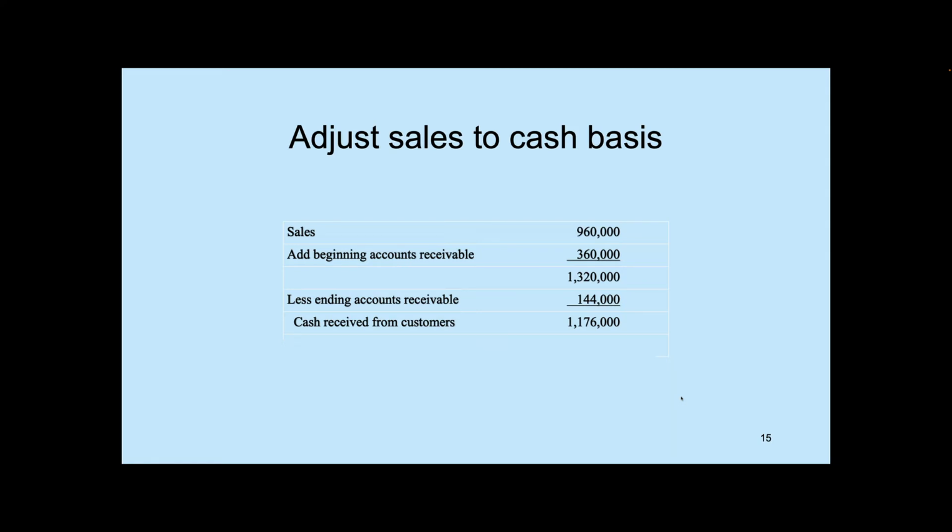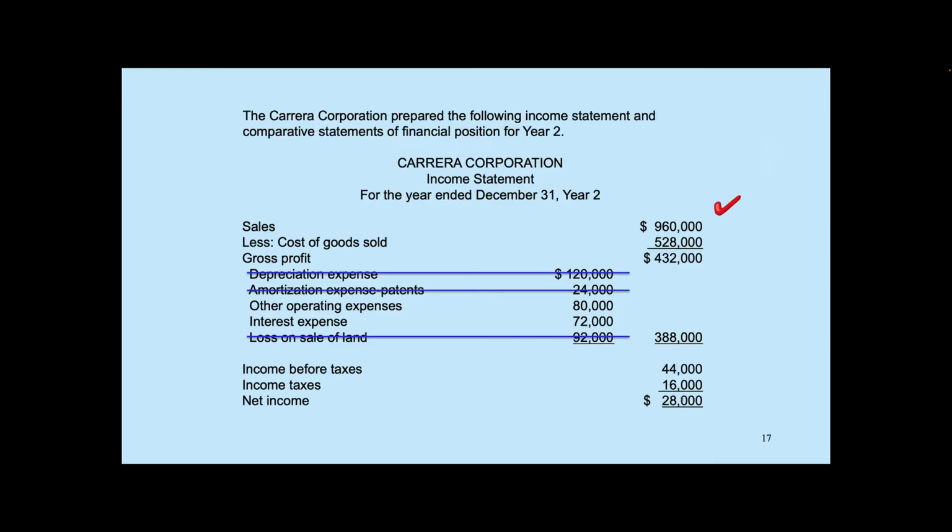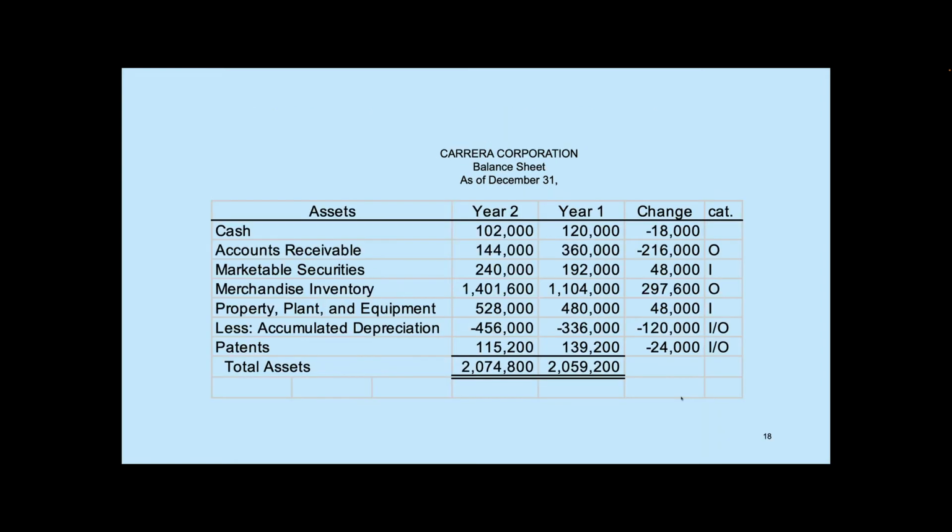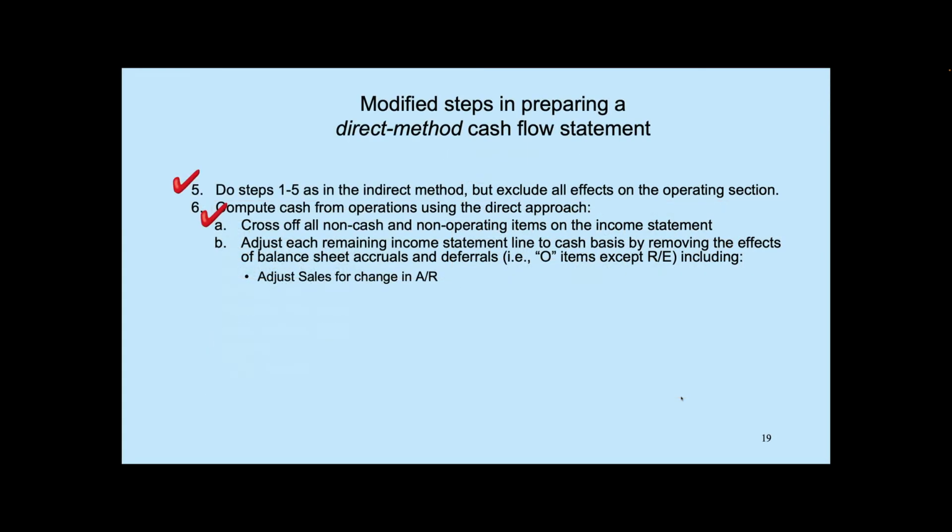And that gets us down to cash received from customers, $1,176,000. And we're going to take that and put it at the top of the cash from operating activities section as cash received from customers. So then we can put a check mark beside sales. And we can also put a check mark beside accounts receivable on the balance sheet. We've also already dealt with accumulated depreciation and patents. So now let's put a check mark there beside adjust sales for the change in accounts receivable.